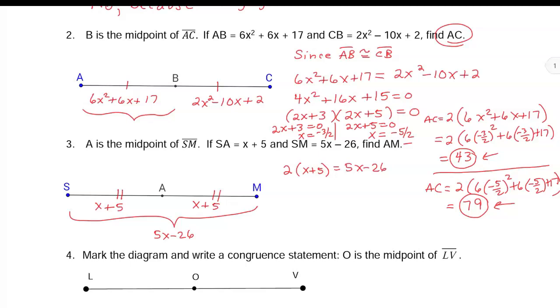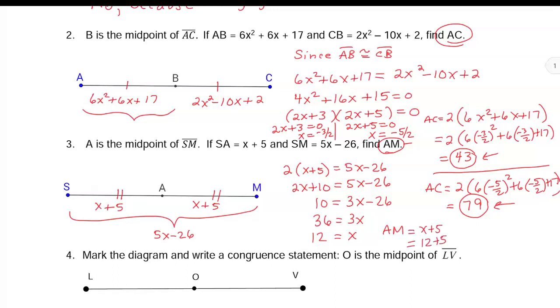So I'll solve for x. So with x equal to 12, I can find AM. AM is x plus 5, and x is 12, so 12 plus 5 is 17.